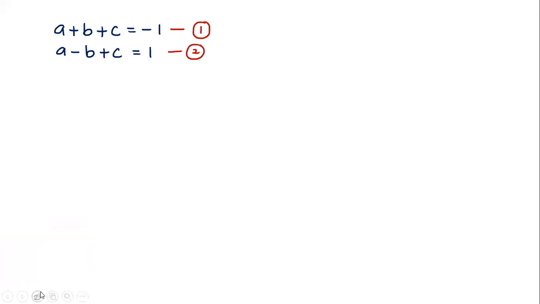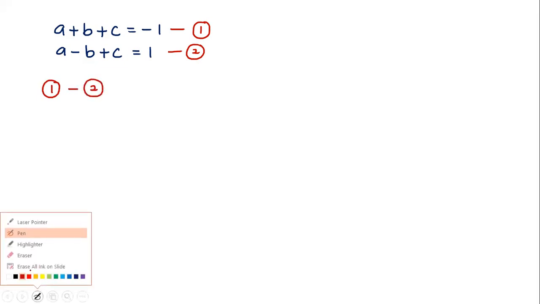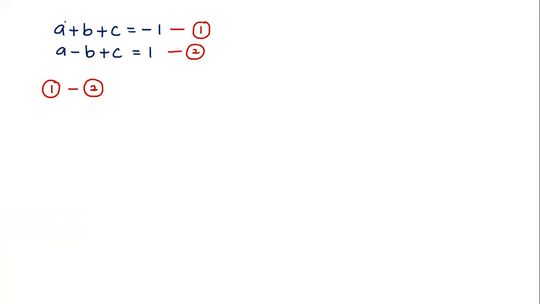You got it? So I'm going to do the elimination method. I still want to use equation 1 minus equation 2. Okay, let us minus. You see here, a minus a is going to be 0. Gone. Okay, b minus negative b is going to be plus, going to be 2b. Understand? So this one is going to be 2b.